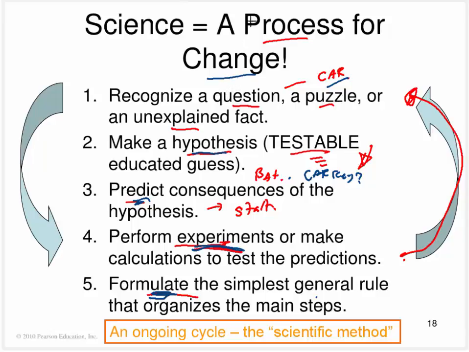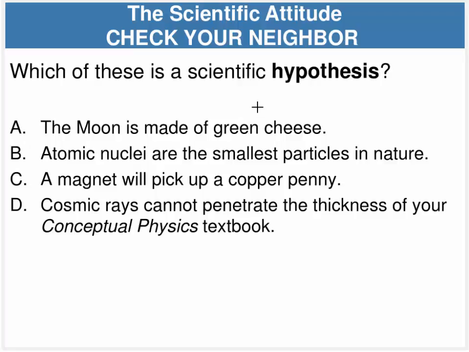So what I'd like for you to do right here is to pause it for a couple seconds and answer to yourself which one of these is a scientific hypothesis. Okay, good. Now that you've thought about this for a while, what we want to keep in mind is that a scientific hypothesis is testable. And can we send a man to the moon and see if it's made out of green cheese? Yes, we can. Are atomic nuclei the smallest particles in nature? Well, we can try to split one open. So this is definitely testable.